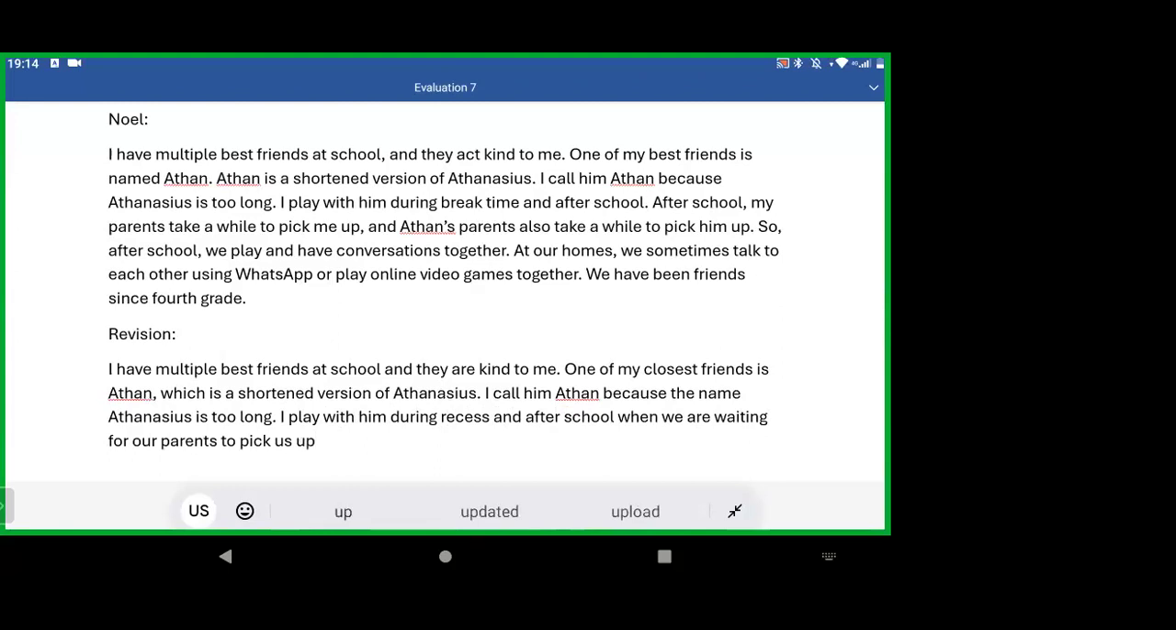So why do I change this? This is way shorter. I play with him during recess and after school when we are waiting for our parents to pick us up. Instead of saying my parents take a while to pick me up, and Ethan's parents also take a while to pick him up, it basically means the same thing, so we combine it. Our parents refers to your parents and Ethan's parents.